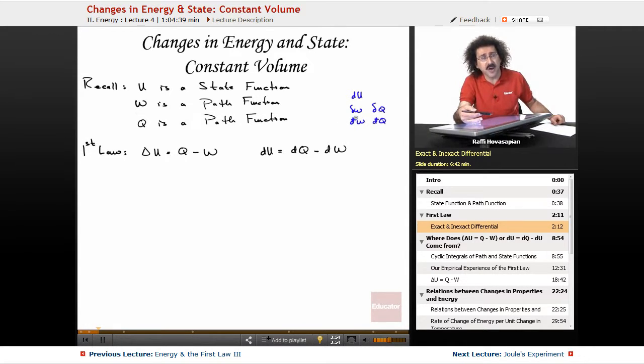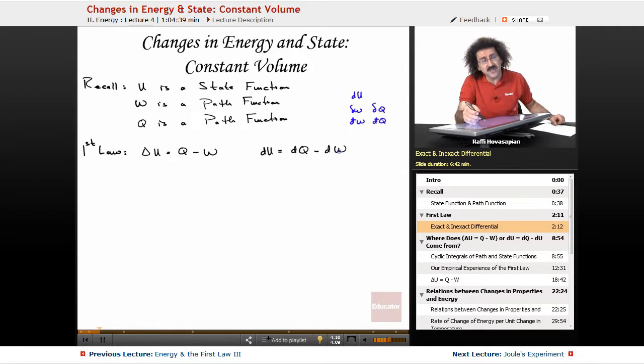And we'll be talking more about what we mean by exact and inexact, and the properties of exact and inexact differentials. I myself don't like to differentiate, because I believe, in physical chemistry and thermodynamics, there is already just an abundance of symbolism as it is.